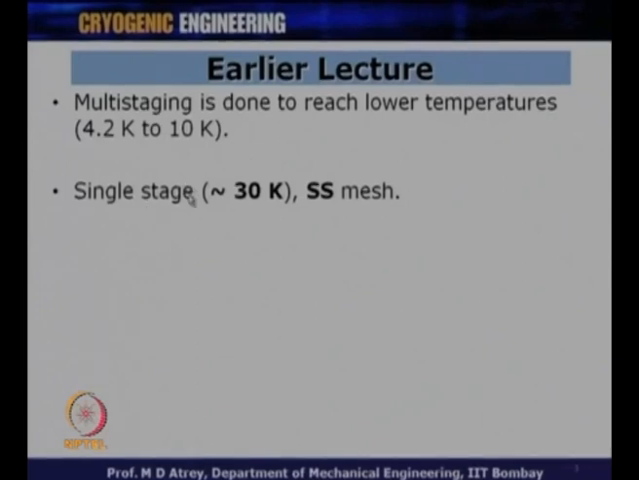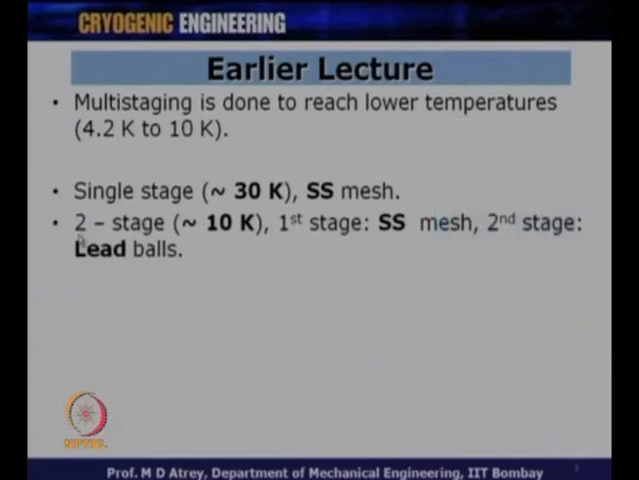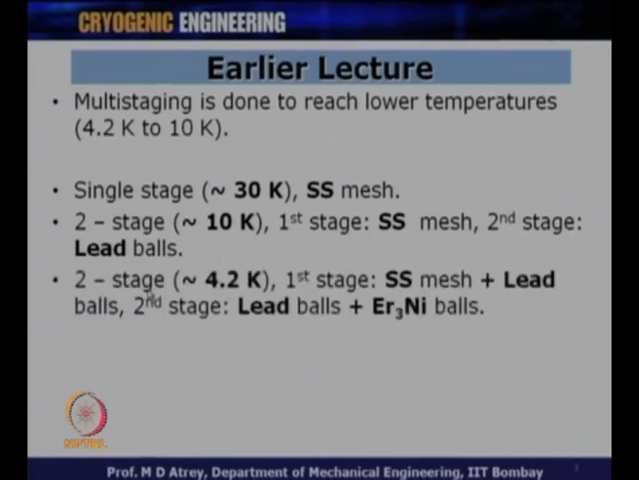A typical regenerator material in a single stage GM cryocooler, which would possibly bring the temperature down to 30 Kelvin, is stainless steel mesh. If you want to reach around 10 Kelvin using a 2-stage cryocooler, then in the first stage we will have stainless steel mesh material, and in the second stage we will have lead balls. Similarly, if I want to reach 4.2 Kelvin using a 2-stage cryocooler, the first stage may have stainless steel mesh plus lead ball as regenerator material, and in the second stage we may have lead balls plus erbium-3 nickel, holmium copper, neodymium, etc. They are all spheres made out of these materials, at around 0.2 millimeter diameter.